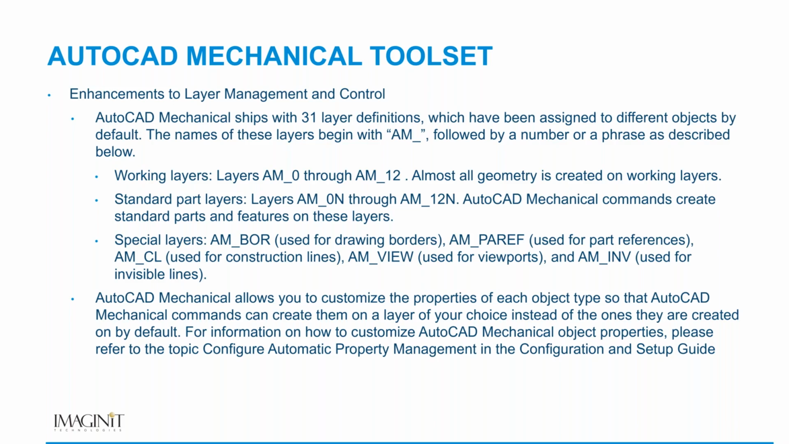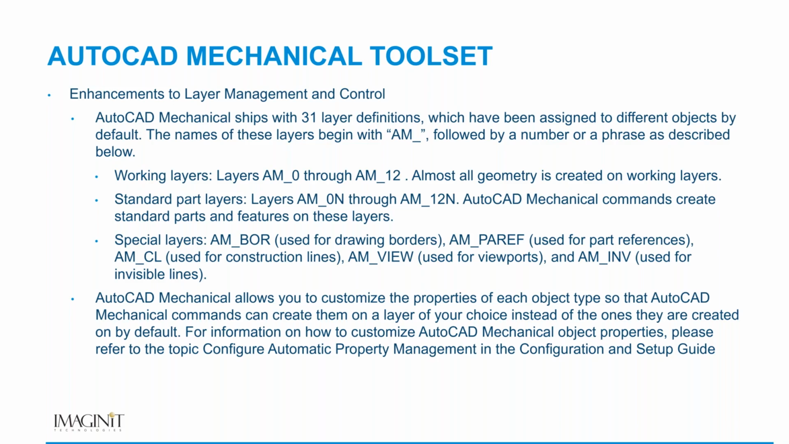AM 0 through 12: almost all geometry is created on these working layers. You have standard parts layers, that's AM 0N through AM 12N. AutoCAD Mechanical commands create standard parts and features on these layers. And then you have special layers like AMBOR for drawing borders, AM_PAR_REF for part references, CL for construction lines, VIEW for viewports, and INV used for invisible lines.